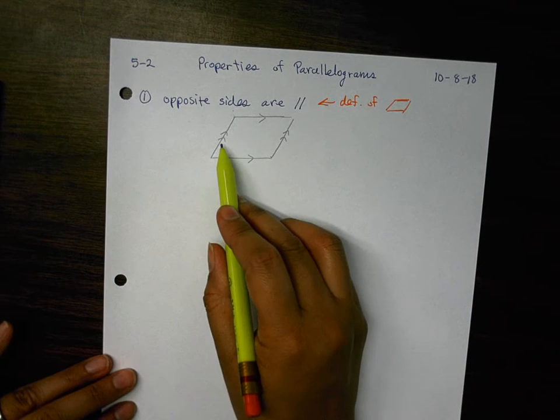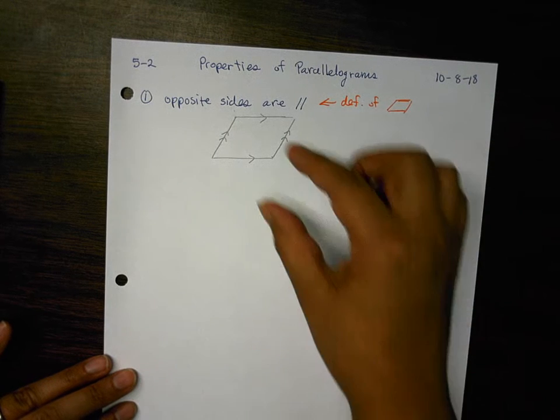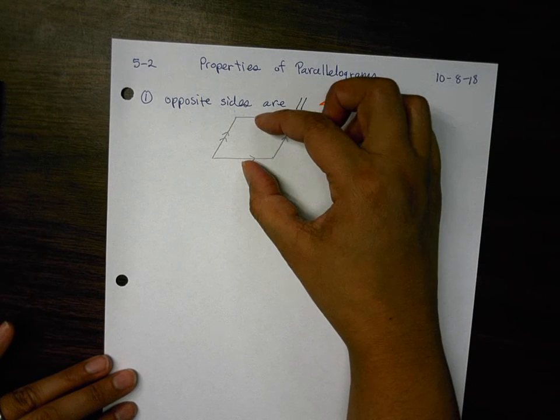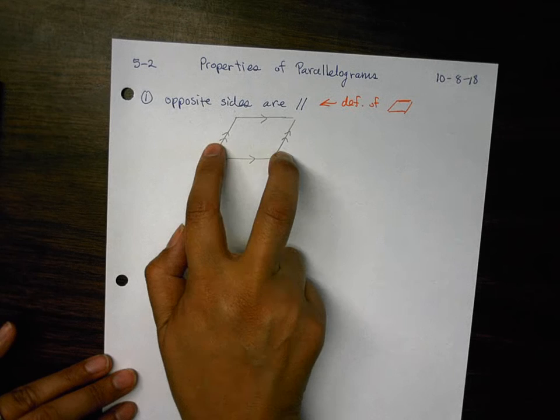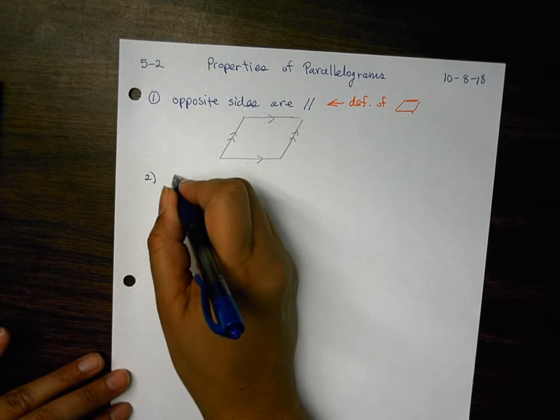Why can't I just use one arrow on each side? Because they're not all parallel to each other. This set is parallel and this set is parallel. Make sense? Okay, number 2.